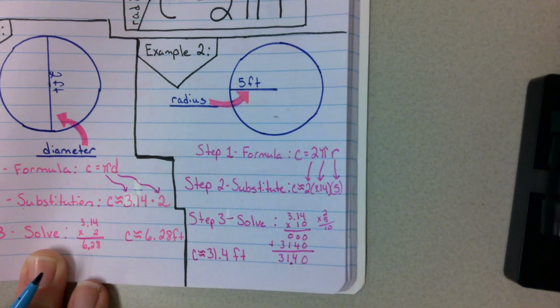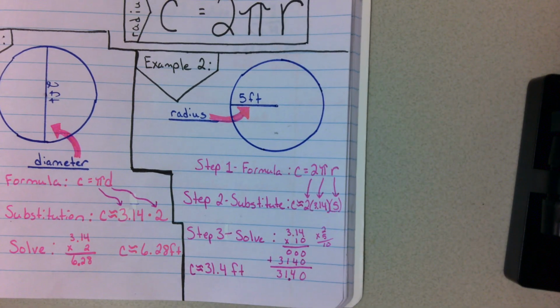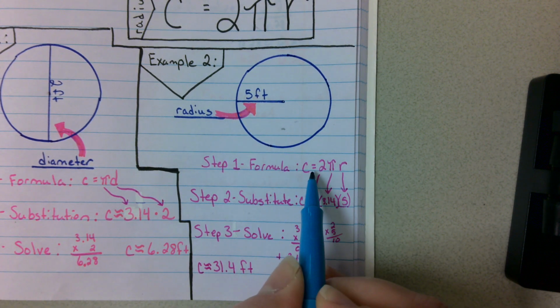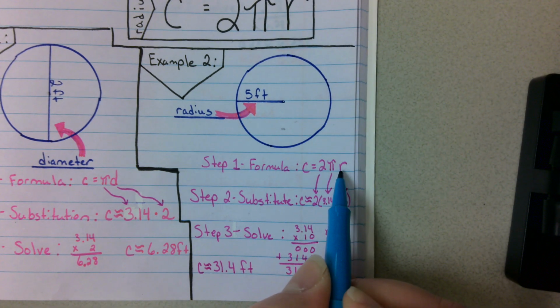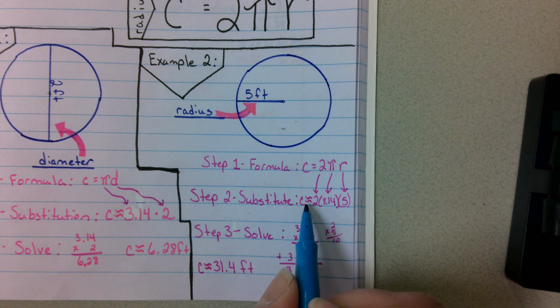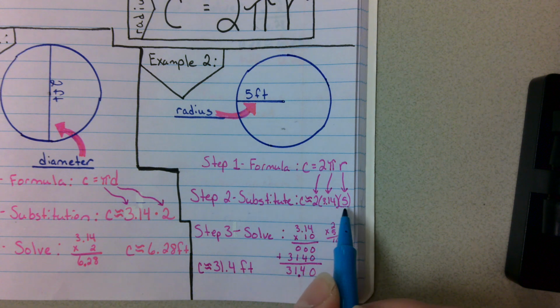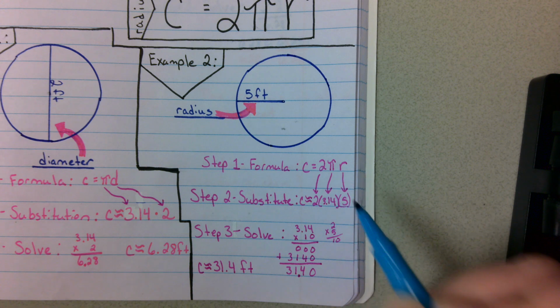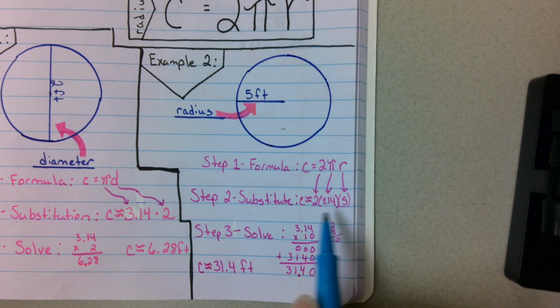All right, example number 2, we're given the radius of a circle. To find the circumference when given the radius, our formula is circumference equals 2 times pi times radius. Second step is to substitute. Circumference is about 2 times 3.14 times 5. I've drawn arrows here so you can see where I've substituted the values. Now I just need to do the math.